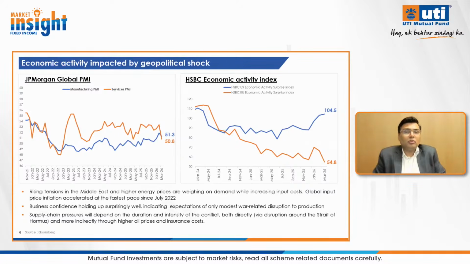they have shown a sharp decline as most of the sectors have been affected by the geopolitical escalation between the US and Iran. So whether it's the tourism sector, inventory build-up for key manufacturers, or raw material shortages, it has led to very high input costs, and it has led to global input price inflation, which has grown the fastest since July 2022.